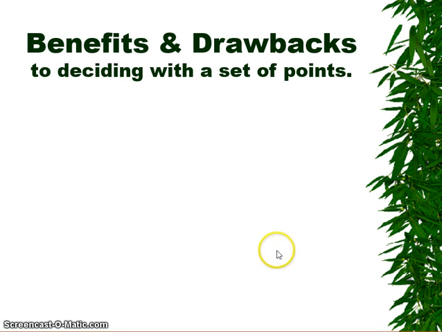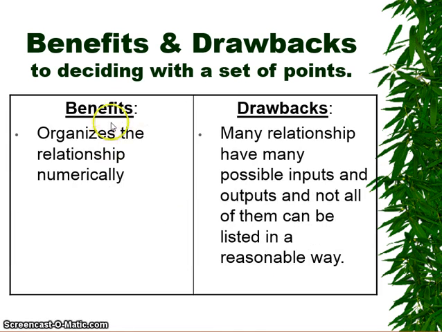Now, this strategy of looking at ordered pairs does have its benefits and drawbacks. Some of the benefits are that it organizes the relationship numerically. So instead of just thinking about the relationship as predictable or unpredictable, we can now see the numbers that represent the relationship. However, it does have a drawback. We know that many real-world relationships have many possible inputs and outputs, so not all of them could be listed as points in a reasonable way. It could become a very, very long list.